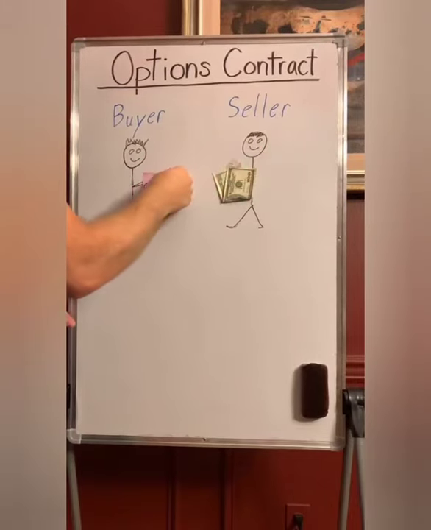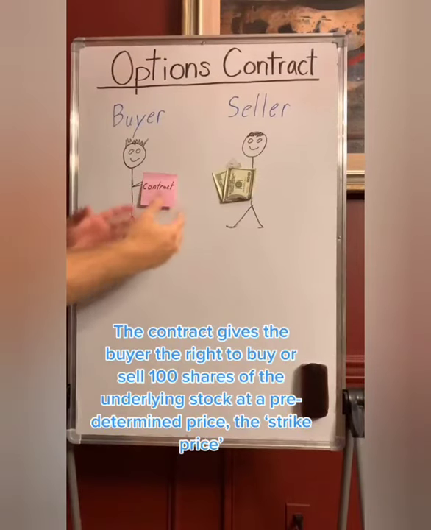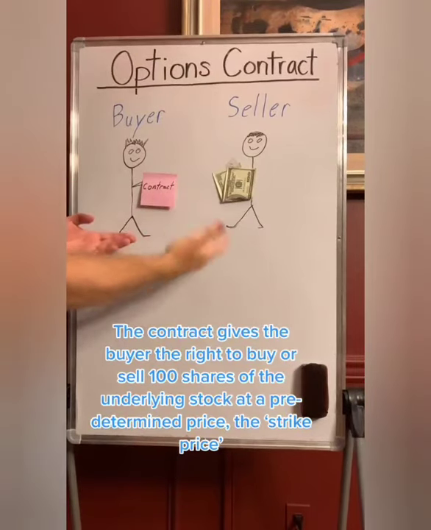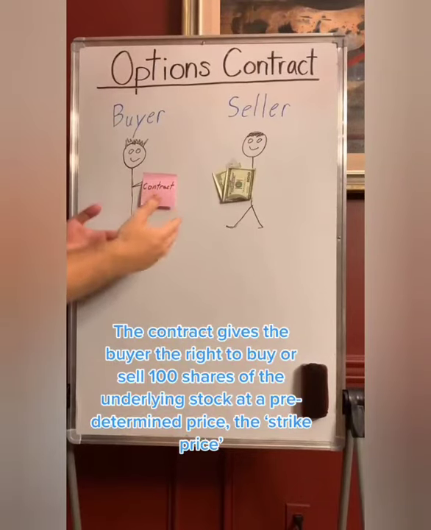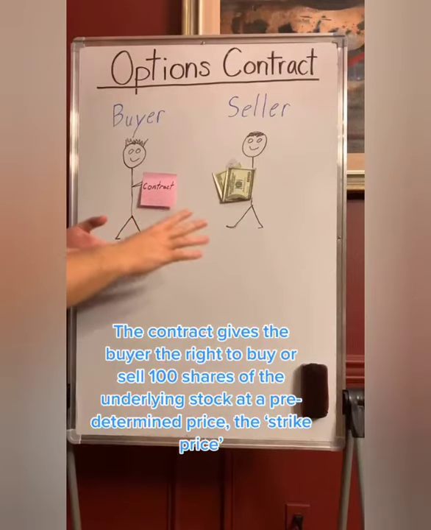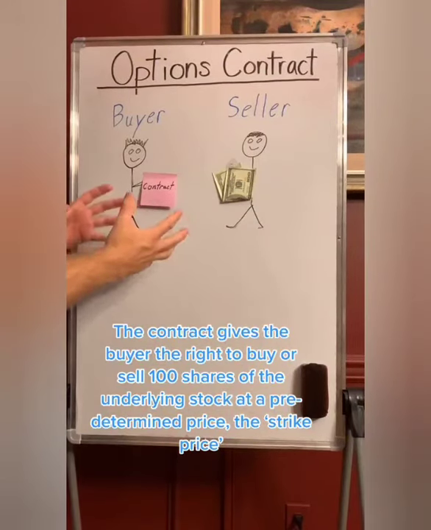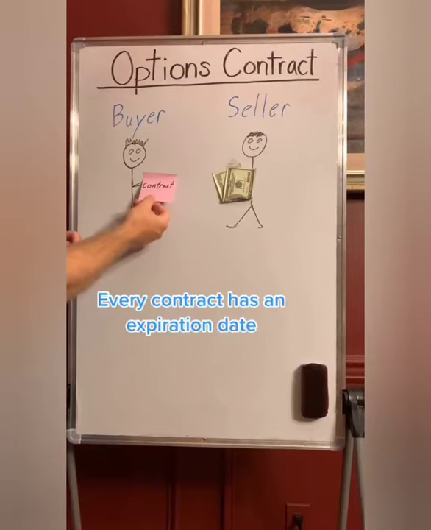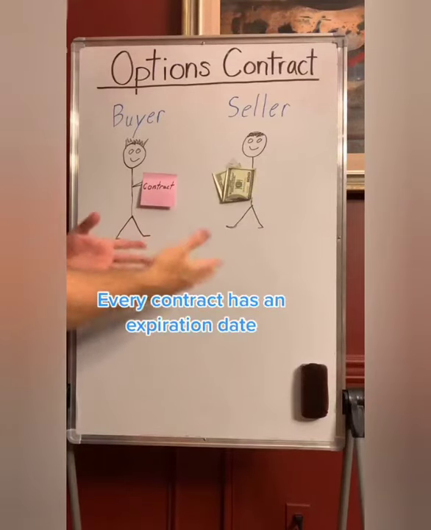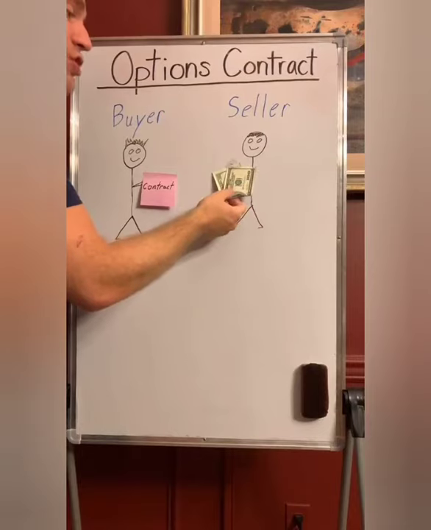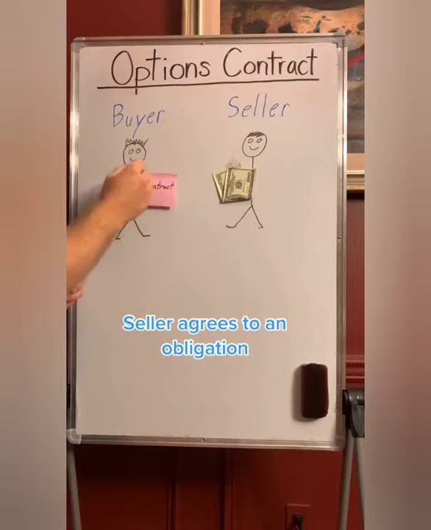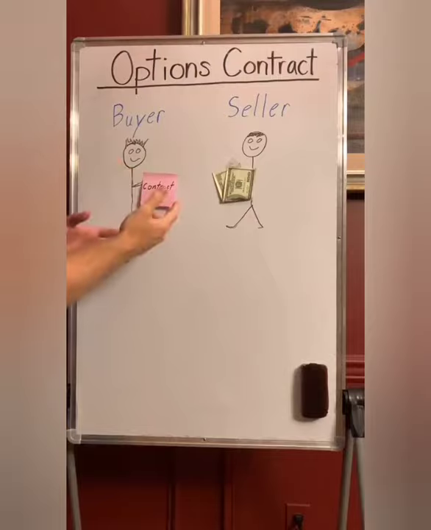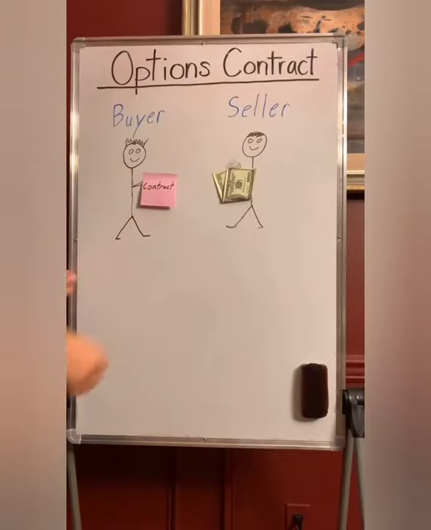This contract gives the buyer the right, if he wants, to buy or sell 100 shares of the underlying stock at a predetermined price called the strike price. This has to be done within a certain period of time because every contract has an expiration date. In turn, the seller, by receiving cash, agrees to the obligation to fulfill the order if the buyer decides to exercise that contract and actually buy or sell those 100 shares.